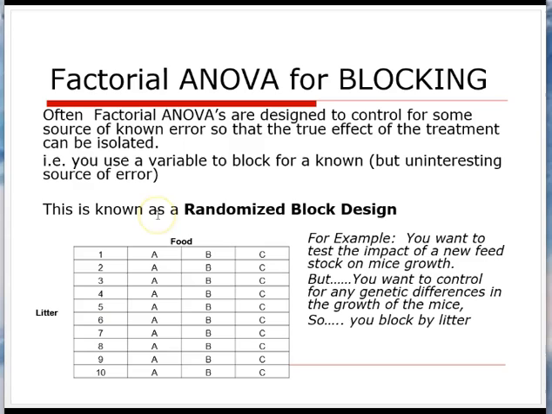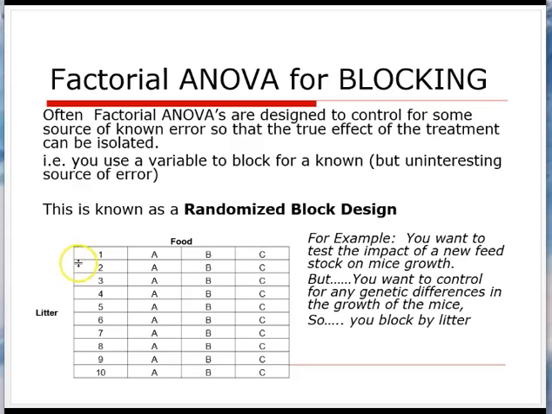Imagine you were looking to see if there was a difference in the amount of weight gain for 3 different feed types. We'll just call it food A, B, and C. But you know that different mice put on different weight based on their genetics. Some mice can gain weight really easily, and some could never gain weight no matter how much they eat. People are like this too. So we know there is some genetic variability, and we would like to control for that.